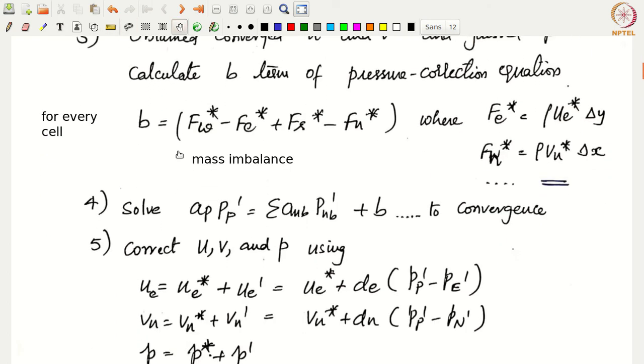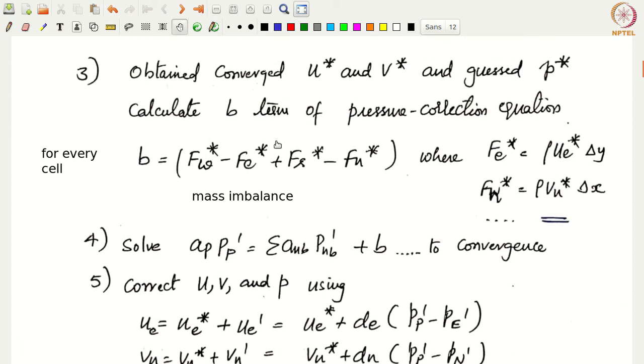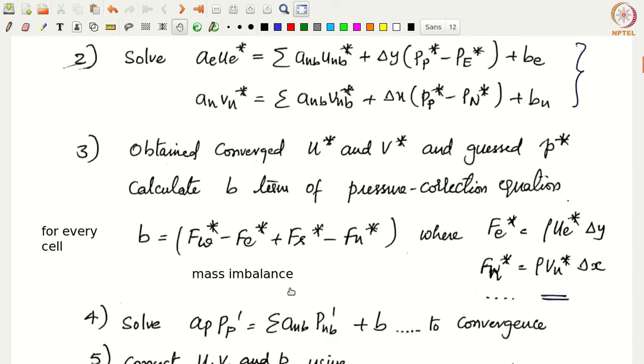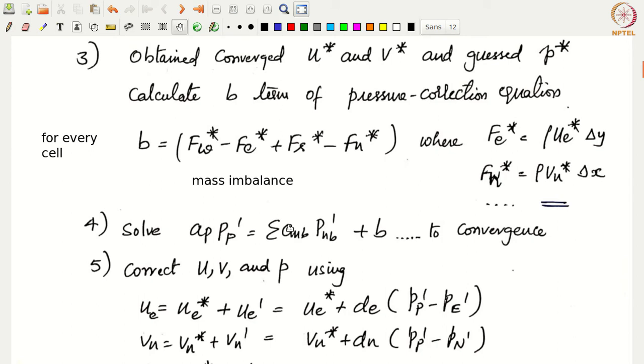After that, we can now discretize the pressure correction equation, that is A_P P_P prime equals sigma A_NB P_NB prime plus B. Now you solve this to convergence, because B is computed everywhere and we know what these A's and AP's are, because these depend on delta Y by A_E, delta Y by A_N and so on. Those A_E, A_N are the same as what we had before. They are not updated between here and here. They are the same A east, A north that we have used in the momentum equations before. So we can solve this to convergence.